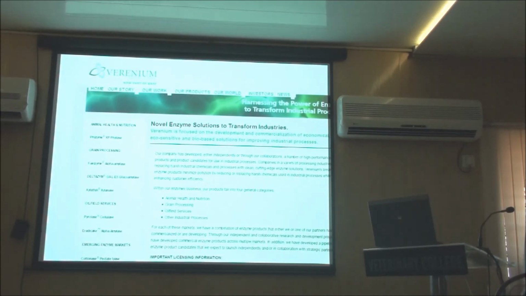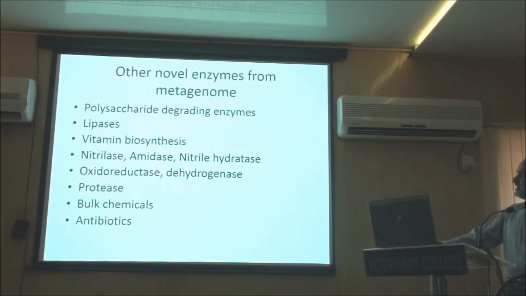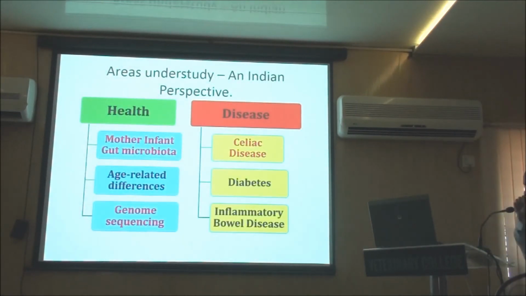In their basket they have phytases, amylases, glucoamylases, and several other enzymes, which have basically been generated from metagenomes, where they have process optimized and overexpressed these enzymes, and these are available commercially. So these are the other enzymes that are available, and then a quick look at what we are doing.